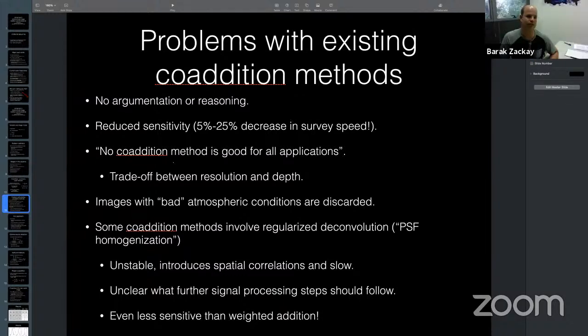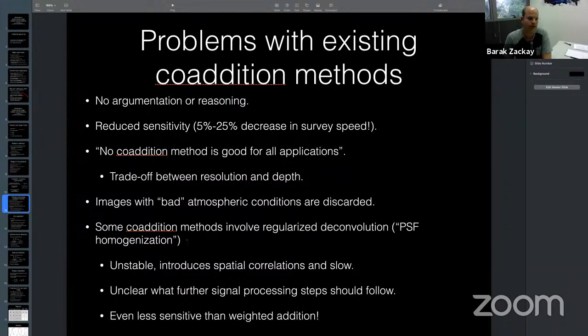Now, there were several myths in the field that for different applications you coadd very differently, and that there's a trade-off between the resolution and the depth. It turns out none of this is a necessity. For example, how can images be so bad that their contribution needs to be 0? This is a sign you are doing something wrong if you have to discard data.